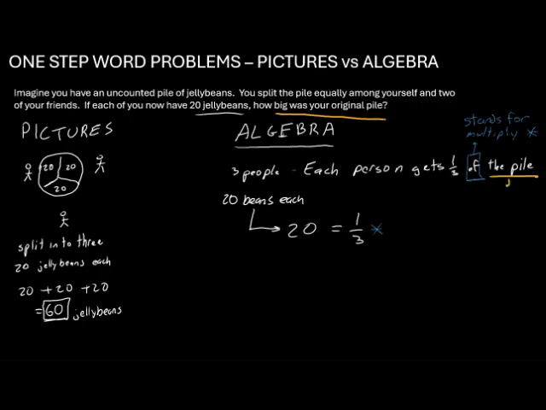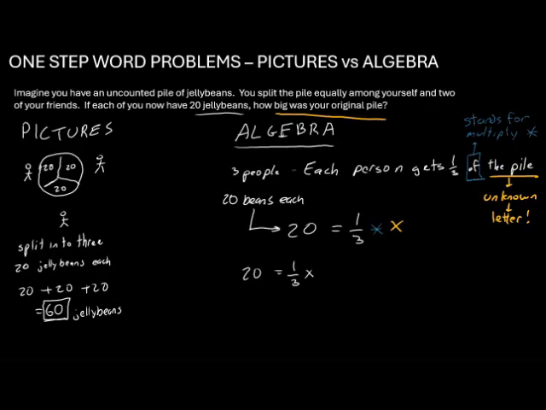Now this pile of jelly beans, imagine we hadn't already solved it by the picture, and imagine we didn't know how big it was. So since we have an unknown there, we can represent that with a letter when we write an algebra equation. It doesn't really matter what letter we use. I'm going to use X here. So now, by putting together these 2 pieces of information, the fact that we have 20 beans each, and every person got 1/3 of the pile, our equation now says 20 equals 1/3 X.